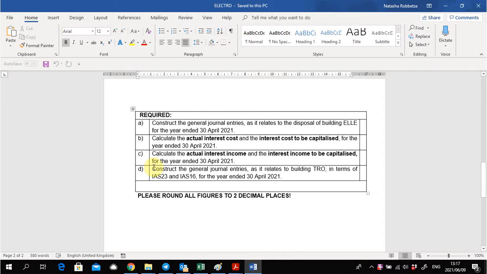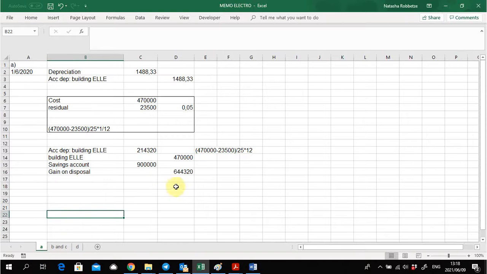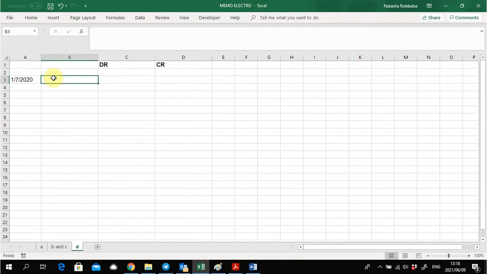All right, so now we need to go back to the calculations we've done in B and C and also back to the progress payments that were made, and we need to account for these. So the first entry that I suggest we make is on the 1st of July 2020, where we receive the loan of 1.6 million, because please remember the other 900,000 we've already accounted for in required number A, where we put the 900,000 in our savings account. So here we debit the savings account and credit the loan. Please remember that loans need to be recorded at their present values, and that was 1.6 million.